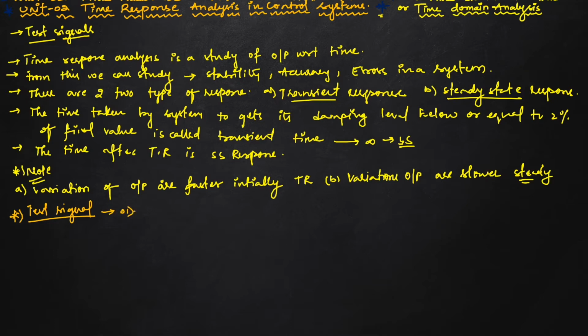We have mainly four, actually three, but from the university's point of view we call them four. The first one is the impulse signal, which we usually denote by delta of t, and the second one is the step signal.